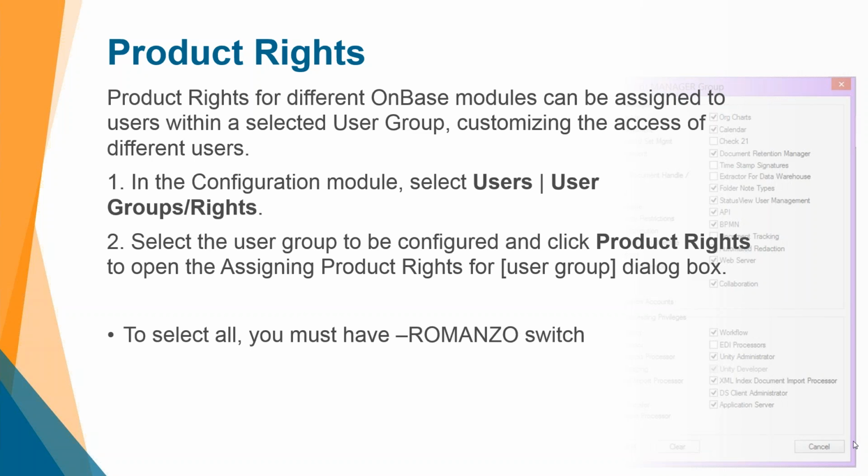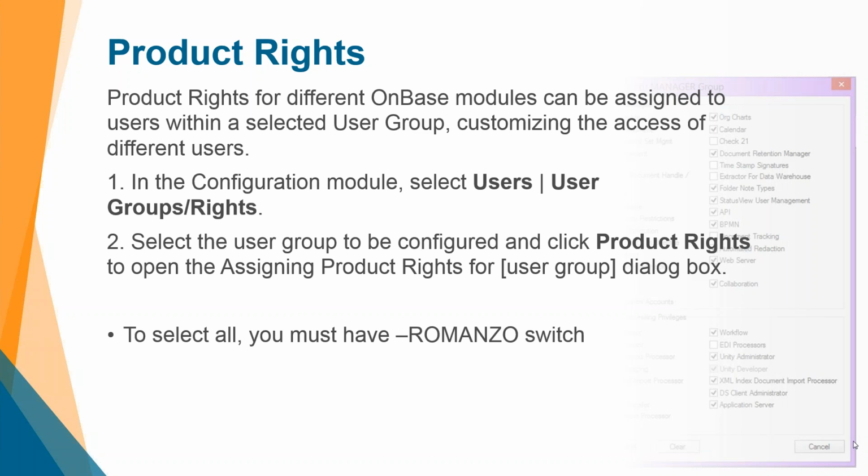In the box there, should you be launching this with the Romanzo switch on, you will get an additional button at the bottom that gives you the ability to select all. This is helpful for when you don't want to select every single checkbox. Correct. The Romanzo switch, if you're not familiar with it, adding Romanzo in all caps to the configuration module gives you access to a large number of otherwise hidden configuration features that you should probably look up in the related MRG before trying to play around with them.